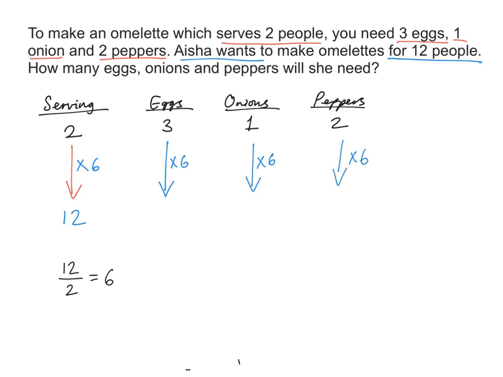So for eggs, 3 times 6 is 18. I need 18 eggs. Onions, 1 times 6 is 6. And for peppers, 2 times 6 is 12. So I've answered the question now. The question said, how many eggs, onions, and peppers will she need? Well, she needs 18 eggs, 6 onions, and 12 peppers to serve 12 people.